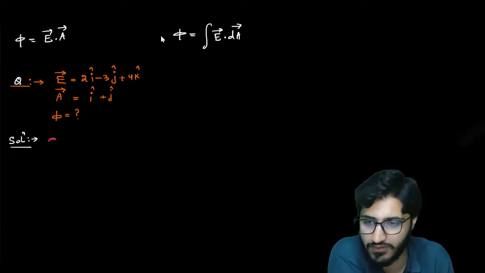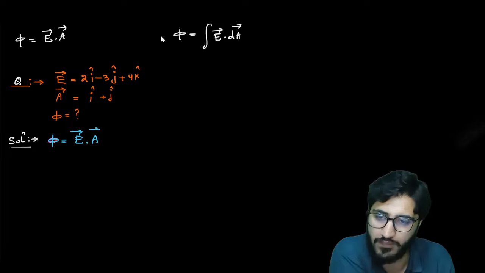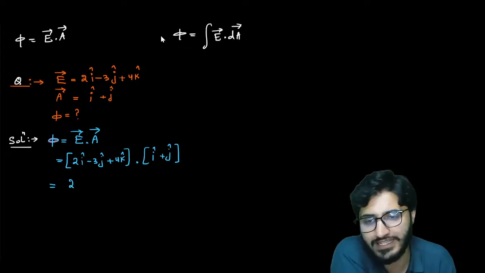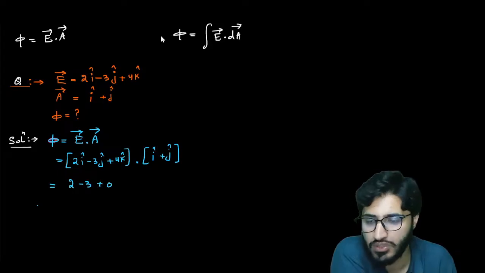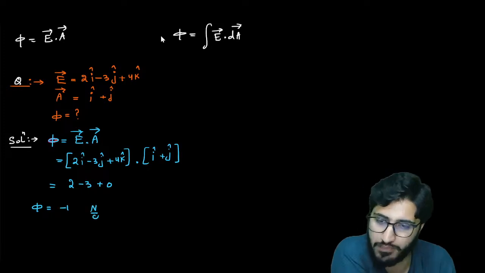Which formula, sir? I can use electric flux equals E dot A. Simply this would be E dot A. So the electric field is 2i cap minus 3j cap plus 4k cap, dot A, which is i cap plus j cap. Look, 2i into i will be 2 only. Minus 3j into j will be minus 3. Plus 4 into 0 will be 0. So my phi will be 2 minus 3, that means minus 1 newton meter square per coulomb.